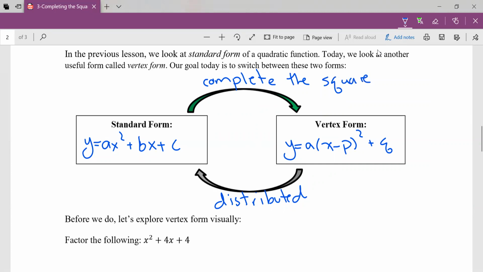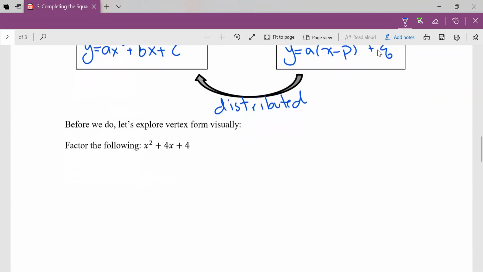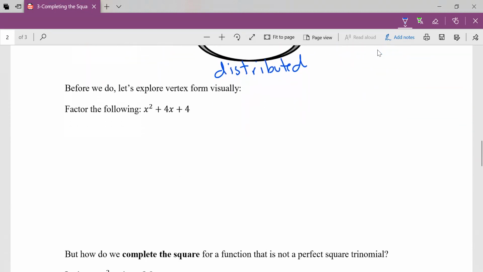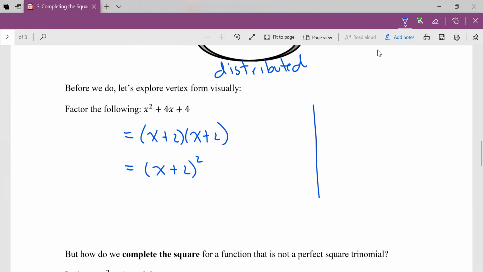Well, the key words here are square. We're going to make a square and we're going to complete the square. So it's that complete part that I want to visually show you what we're doing. First, let's look at x squared plus 4x plus 4. Let's factor that. Well, that would be x plus 2, x plus 2. And we know we can write that in a slightly better way as x plus 2 squared. But what does that visually look like, friends? This is what's known as a perfect square trinomial.